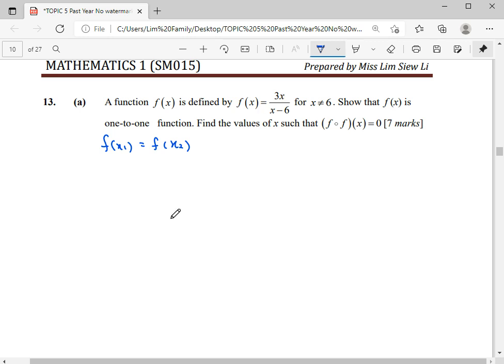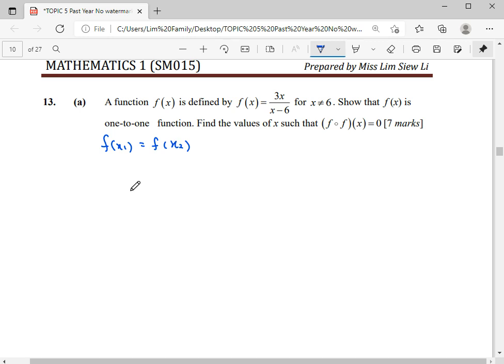And then the working after that is going to find x1. If we manage to find x1 only equals to x2, one answer, then it means it is one-to-one. If we get two answers, x1 equals to something in x2 and another x1 equals to something in x2, so we got two answers, that means it is not one-to-one. So this is how we prove by the algebraic method.